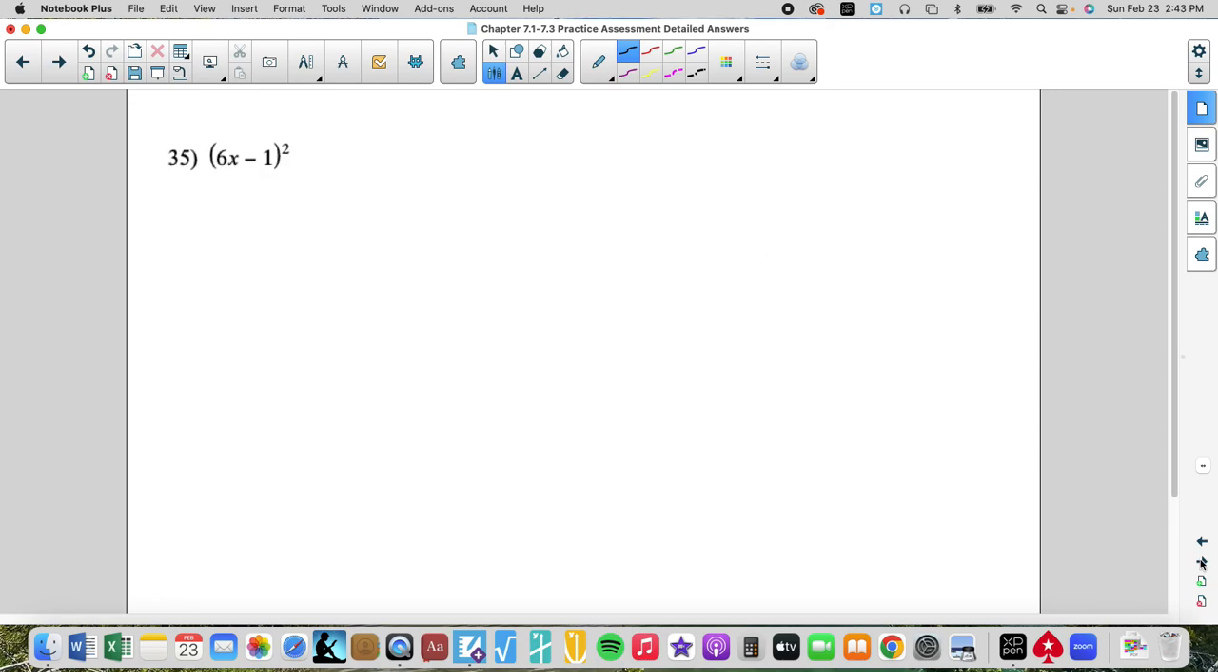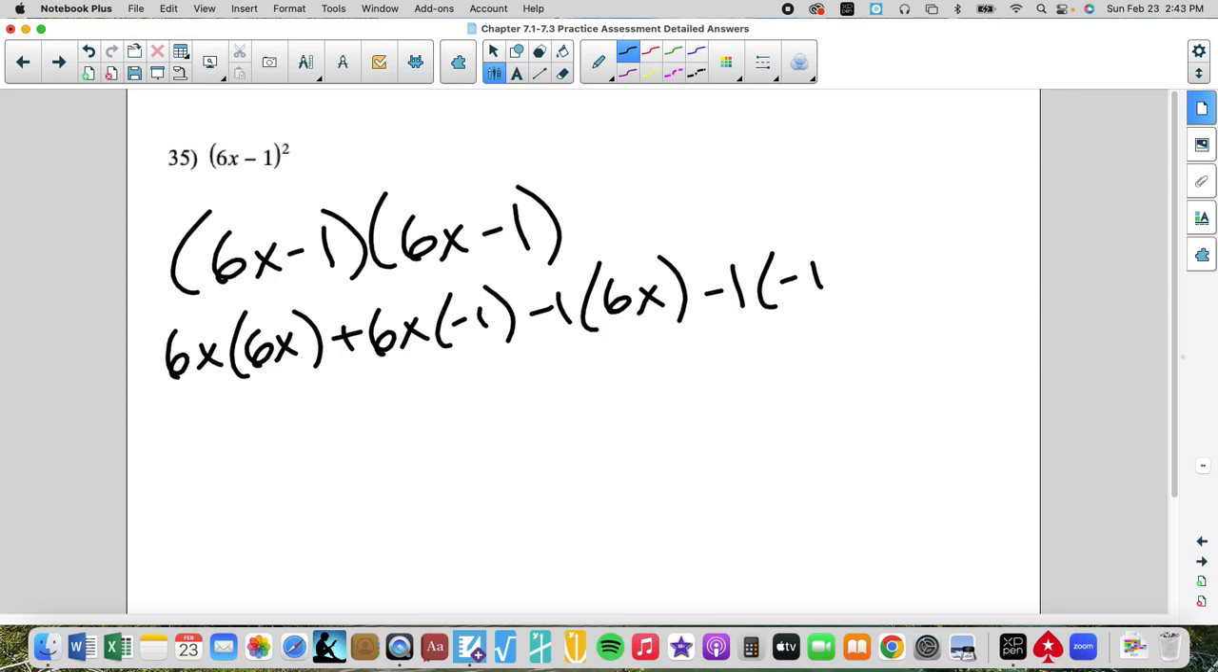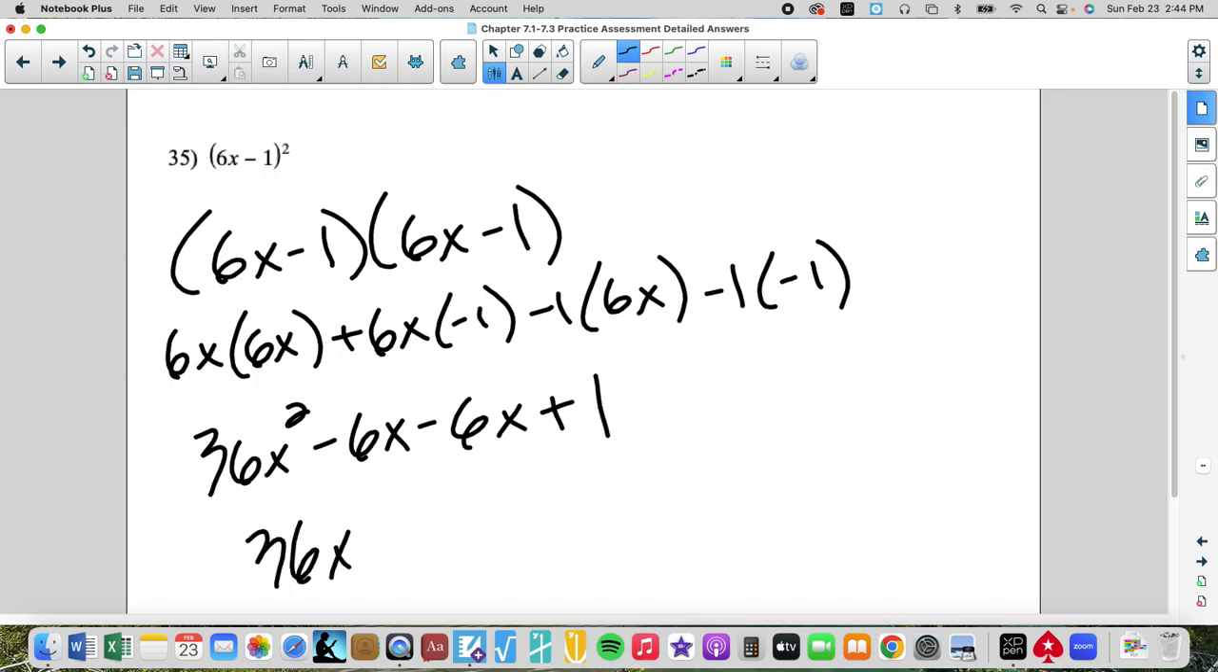We're getting close. Now we have 6x minus 1, 6x minus 1. 6x times 6x, 6x times negative 1, negative 1 times 6x, negative 1 times negative 1. 6x times 6x, 36x squared. 6x times negative 1, negative 6x. Negative 1 times 6x, negative 6x. Negative 1 times negative 1, positive 1. 36x squared minus 12x plus 1. That's good, I like that.